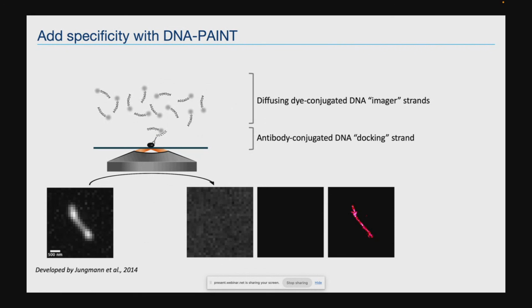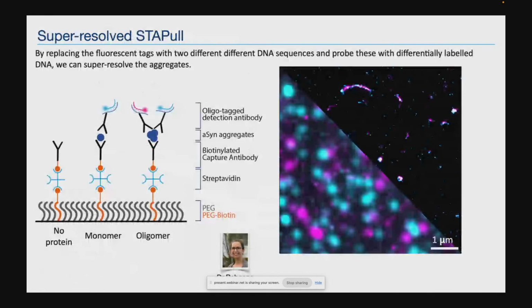Now what we've done is we've taken our STAPLE approach, and this is work done by Rebecca Sallah again and currently unpublished. We're doing exactly the same process as STAPLE, but this time rather than having two colors on the antibodies, we have two different docking strands. So we have a docking strand with one sequence, a docking strand with a second one, and we then have two different color imager sequences. We can then look for coincidence between the two colors, this time with the super resolution image, and that then allows us to detect oligomers separately from our monomeric protein.